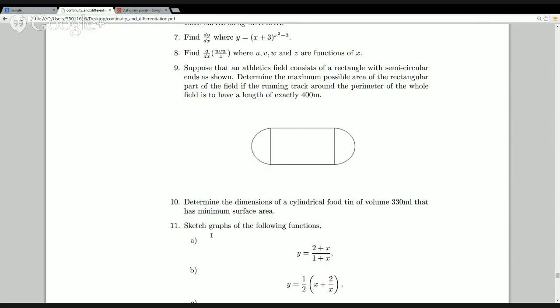Okay, then. So let's have a look at another problem, which again, I've tried to make related to the real world, and it has a nice conclusion, which accords well with our experience. So if you look at question 10 there: determine the dimensions of a cylindrical food tin of volume 330 milliliters that has minimum surface area.